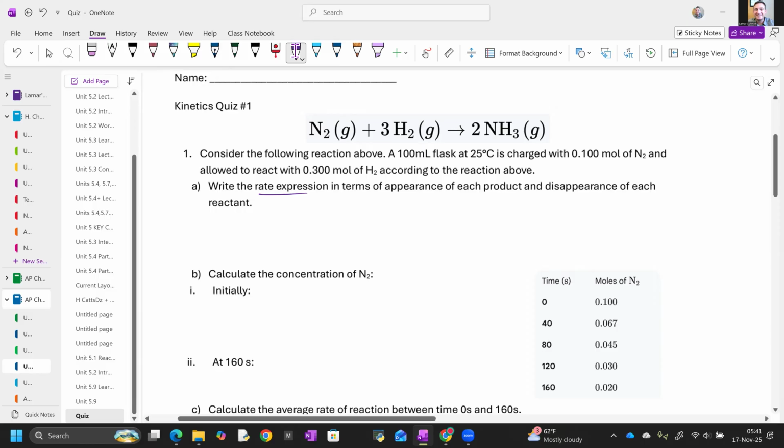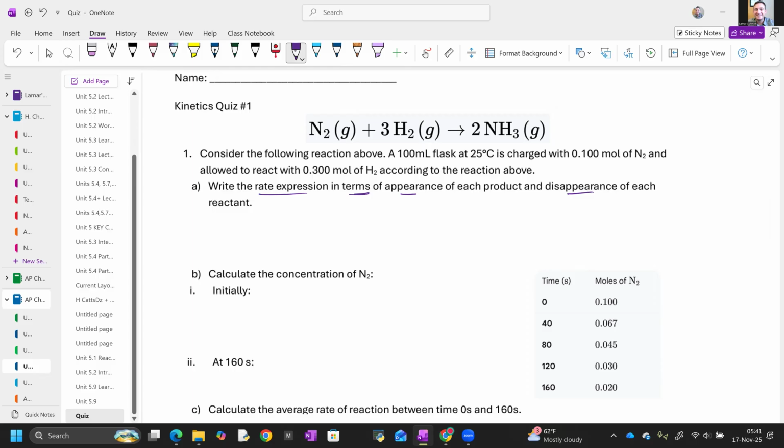And we know what we're supposed to do when it says in terms of appearance and disappearance. This is what these look like. They do not look like rate laws in which we are putting the order of the reaction in there, but we are simply relating the rate of change in the concentration of each of the reactants to the rate of change of each of the products.